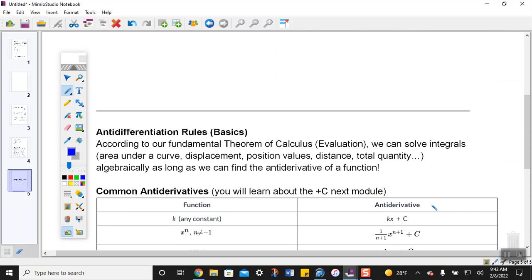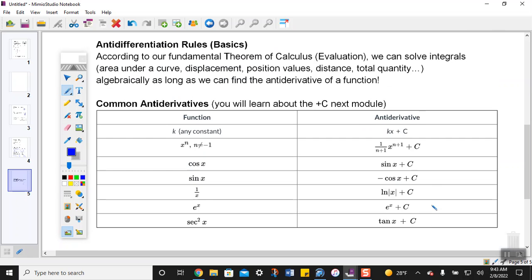Oh. I gave you some cheat sheet rules here for antiderivatives. Okay? It says according to our fundamental theorem of calc, when we solve this using evaluation, we can solve integrals or an area under a curve, displacement, position values, distance, total quantity, etc. Algebraically, as long as we can find a what? Okay, now guys, you see that plus c that's on the end of all of them for antiderivative? That just means plus some constant c.